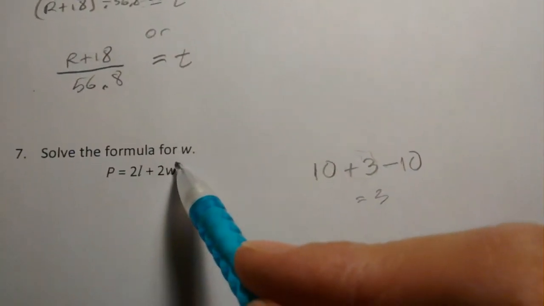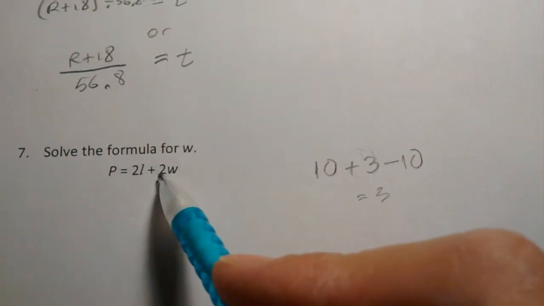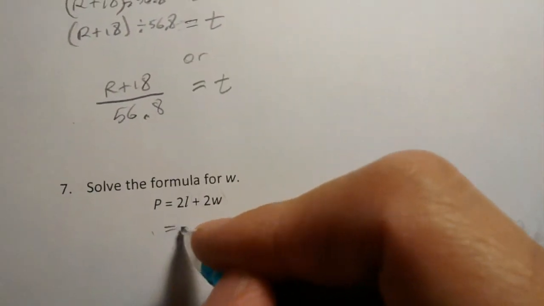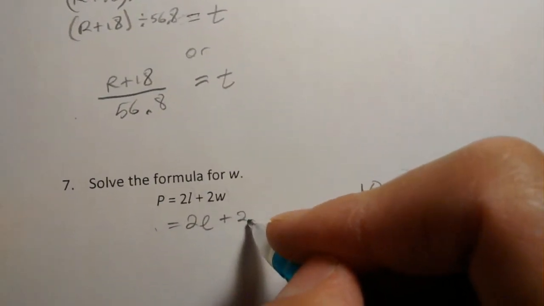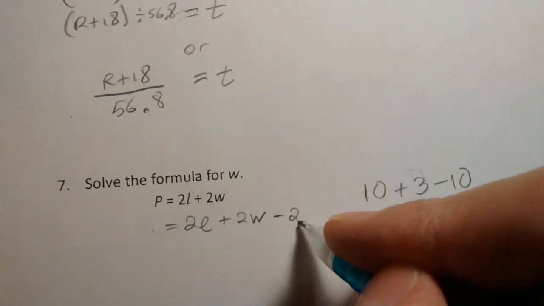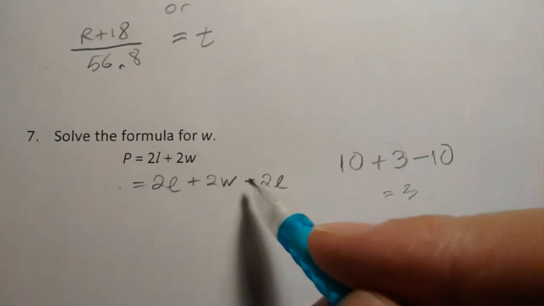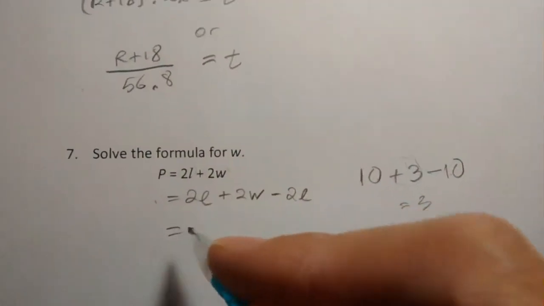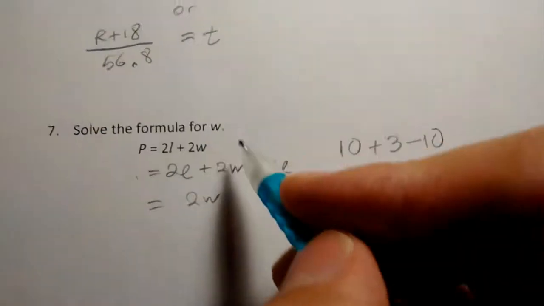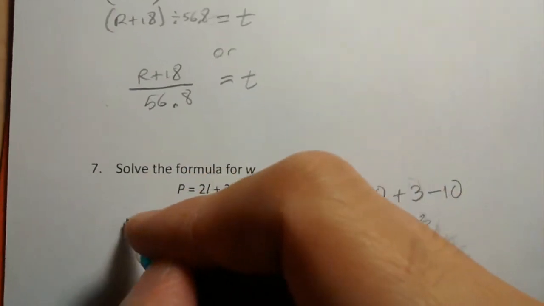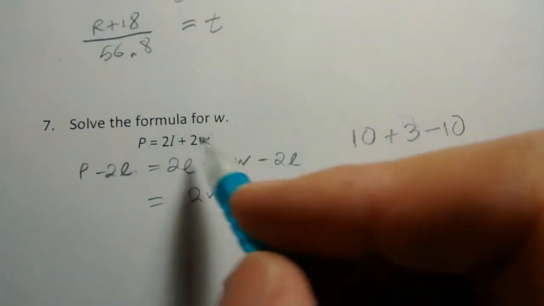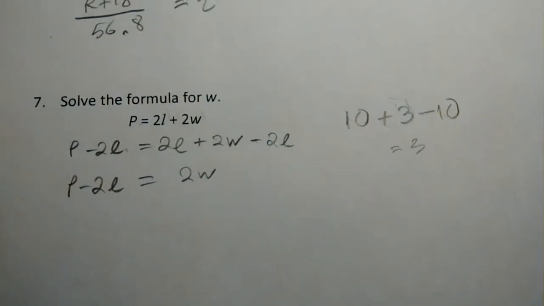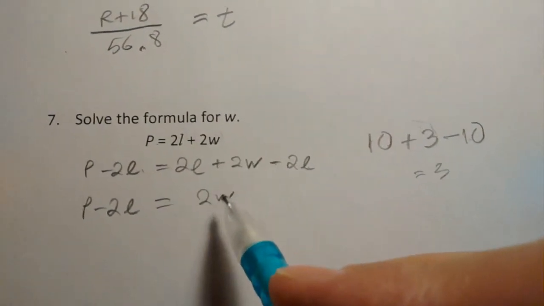So the idea here is to isolate this expression first by subtracting off 2L. So what that looks like is this, 2L plus 2W, and if I subtract off 2L, this subtraction of 2L undoes this 2L, as does this with this, and what I have left is 2W. But I have to subtract 2L from this left side. That's pretty good, that was pretty good in one shot.